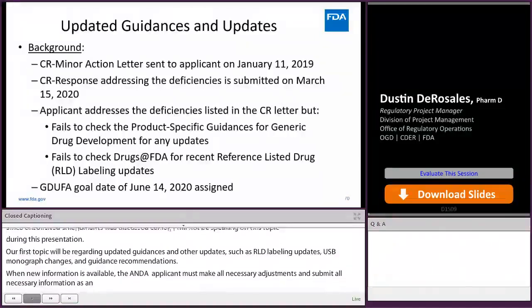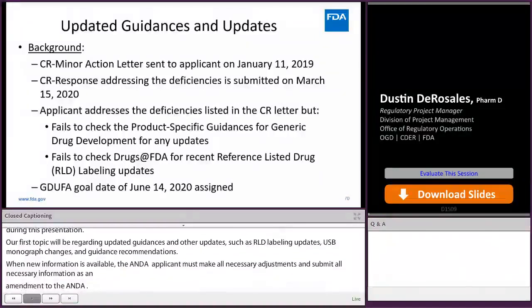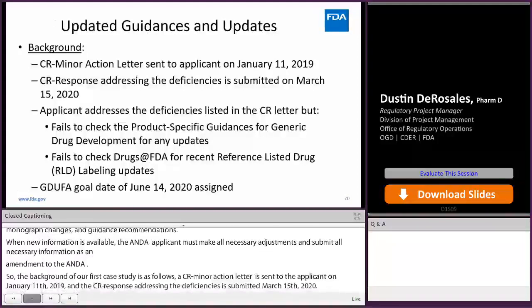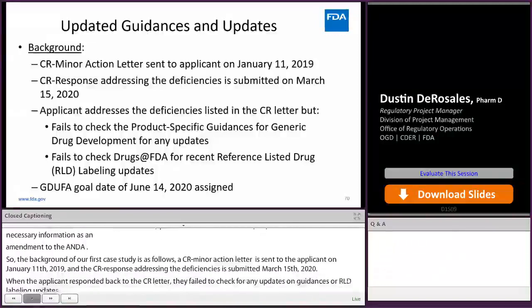So the background of our first case study is as follows. A CR minor action letter is sent to the applicant on January 11, 2019, and a CR response addressing all the deficiencies is submitted on March 15, 2020. When the applicant responded to the CR letter, they failed to check for any updates on guidances or RLD labeling updates.